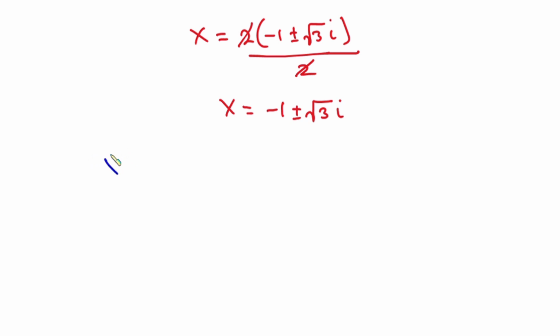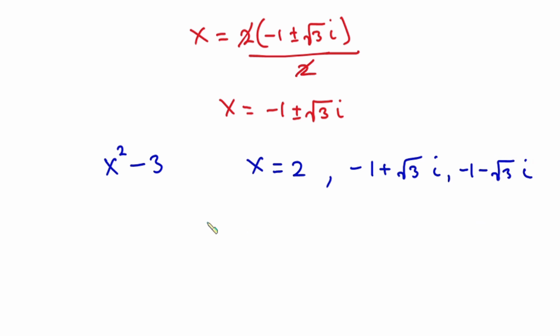From the problem, we are supposed to find x to the second power minus 3. But already we know that one of the solutions is x is equal to 2. We have x is equal to negative 1 plus root 3i, and lastly we have negative 1 minus square root of 3i. So when x is equal to 2, we have 2 to the second power minus 3, which is equal to 4 minus 3, which is also equal to 1.